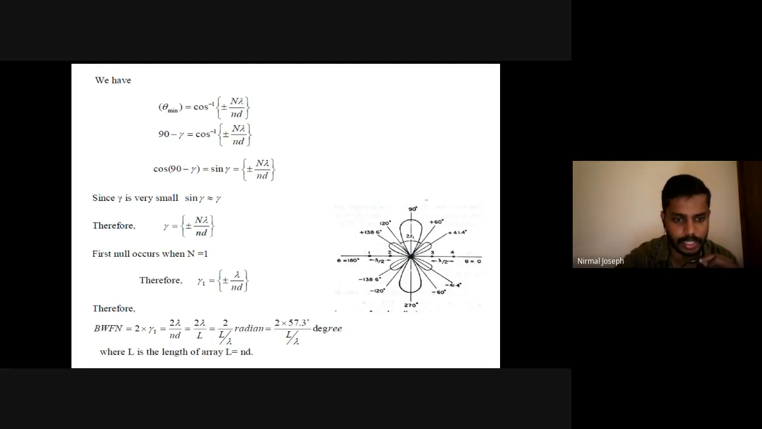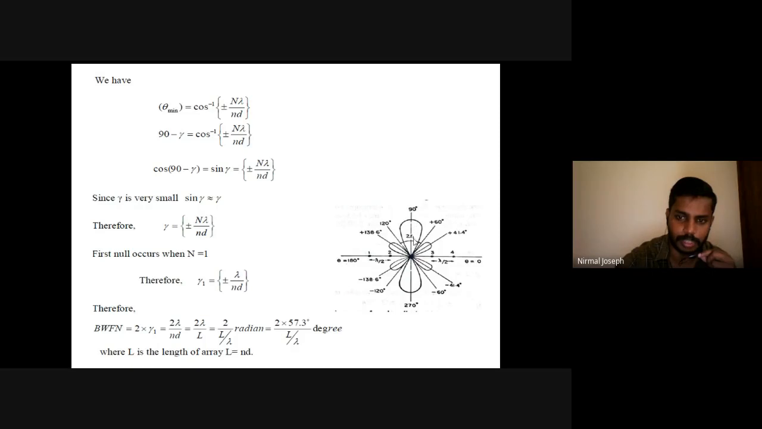So nd we represent as the total length of the array, or L. So the beamwidth is 2 lambda by capital L, or 2 into L by lambda radian. And in degrees, it is 2 into 57.3 divided by L by lambda degree. We are just converting radians to degrees.